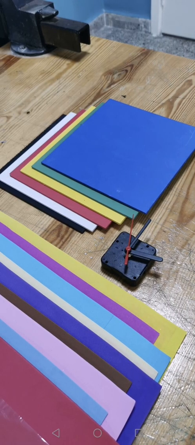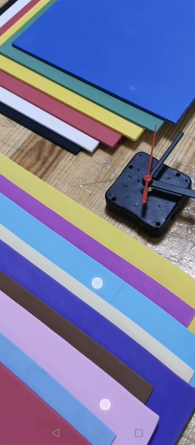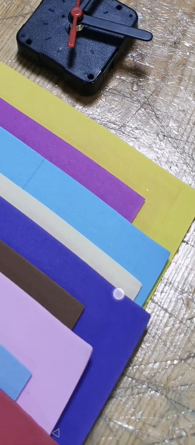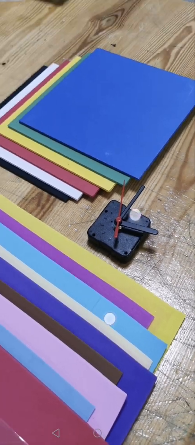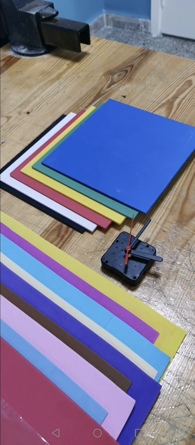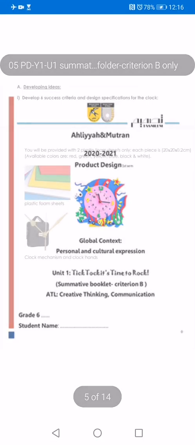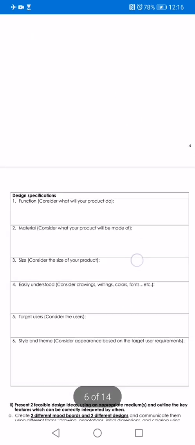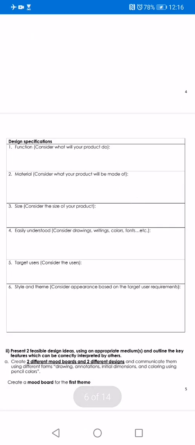Now, you need to know if you are to use other colors. Another available material is this, which we call Eva foam, and you might use it also to cover the plastic sheets or to add some parts to achieve your desired design. Going back to the requirements. In order to complete the design specifications, we're guiding you through this table. In this table, you need to complete the specifications listed.